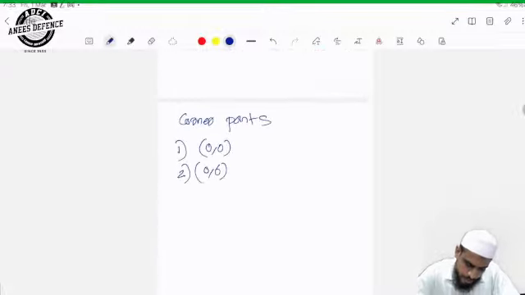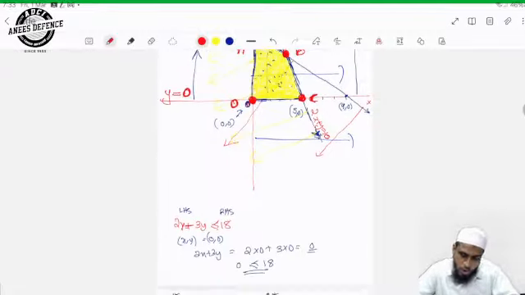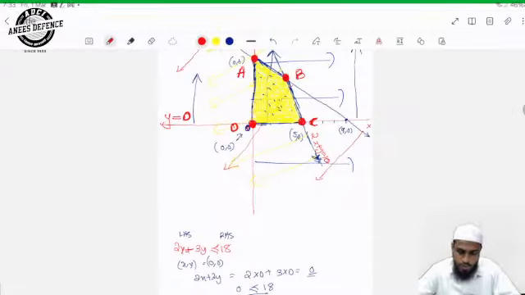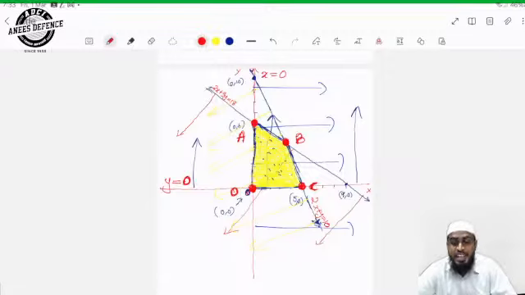0, 6. If you want to give some names for that, here this is origin, this is A, and this is B, and this is C. So A is (0, 6). B we have to calculate. Here it is clear that B is an intersecting point of two lines. So by using the concept of linear equation in two variables, you have to calculate the intersecting point of these two lines. So you will be getting the corner point B. So how to calculate this?